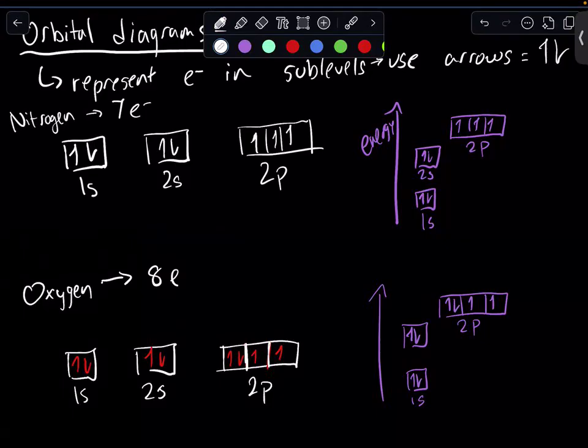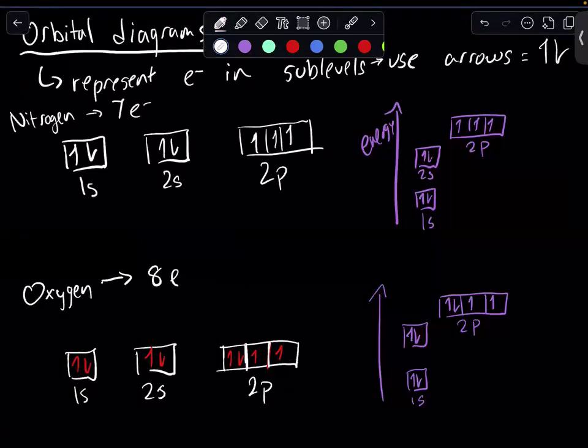All right, so hopefully this helps. This is everything that we cover for structure 1.3.5.